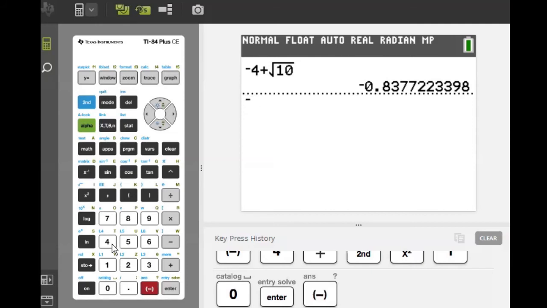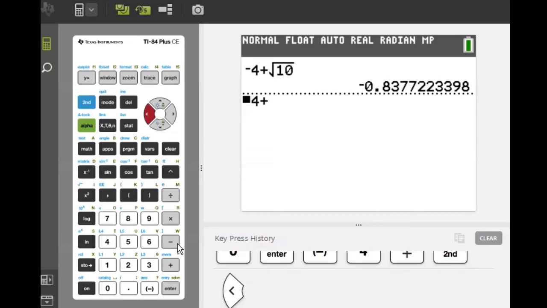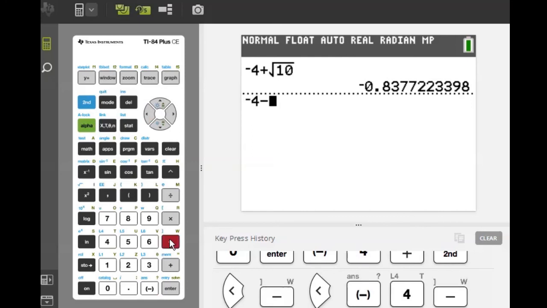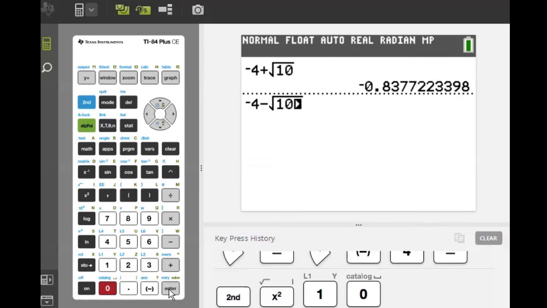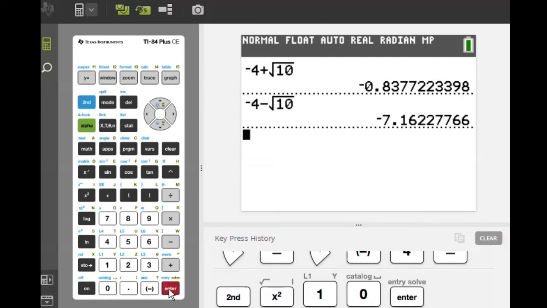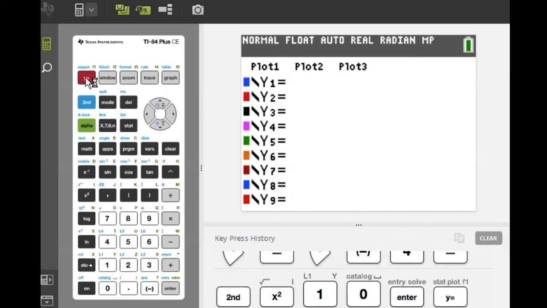Now the second value is negative 4 minus radical 10, which is equal to negative 7.1622, which I'm going to round to negative 7.162. So now I need to put the quadratic in the calculator.